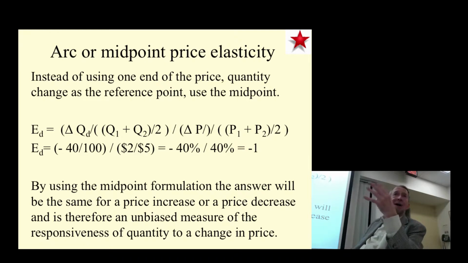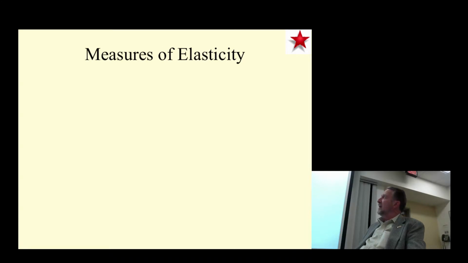So that's called arc elasticity or midpoint elasticity. And that is the unbiased measure of elasticity. So anytime you're asked to calculate elasticity, use the midpoint formula. You guys with me? Normally I'll specify arc elasticity or midpoint, but that is the one you always want to use because that's the unbiased estimate of this relationship.